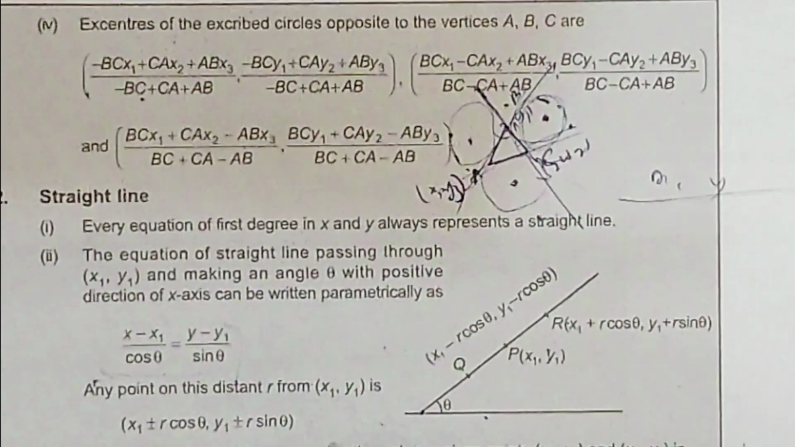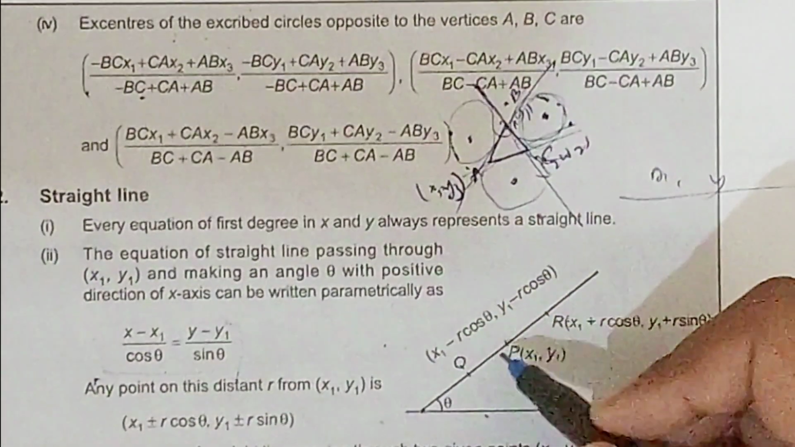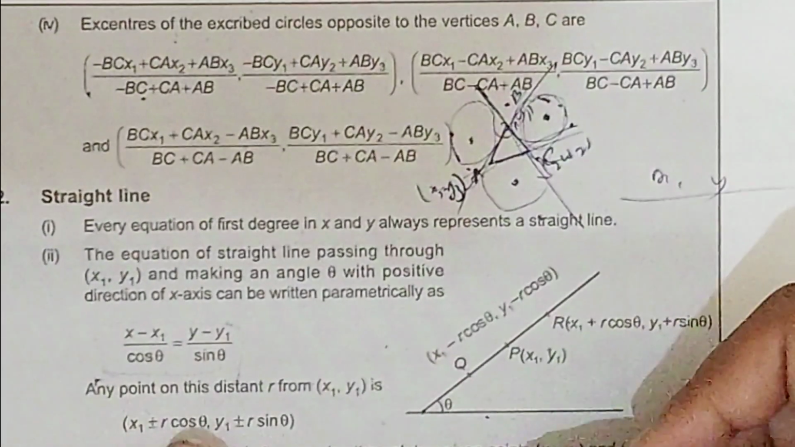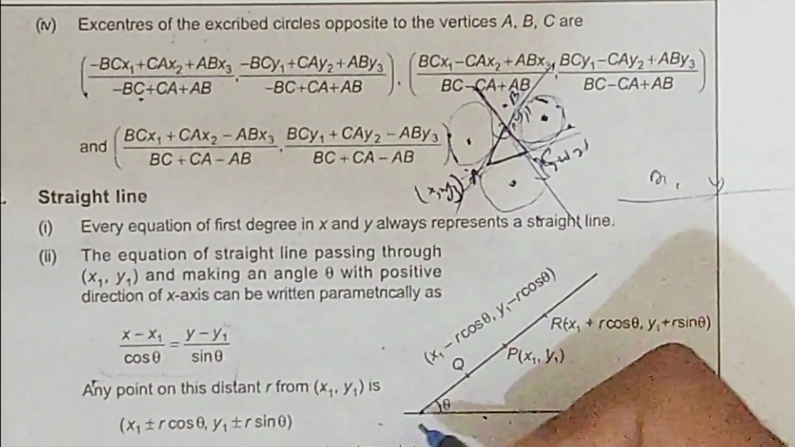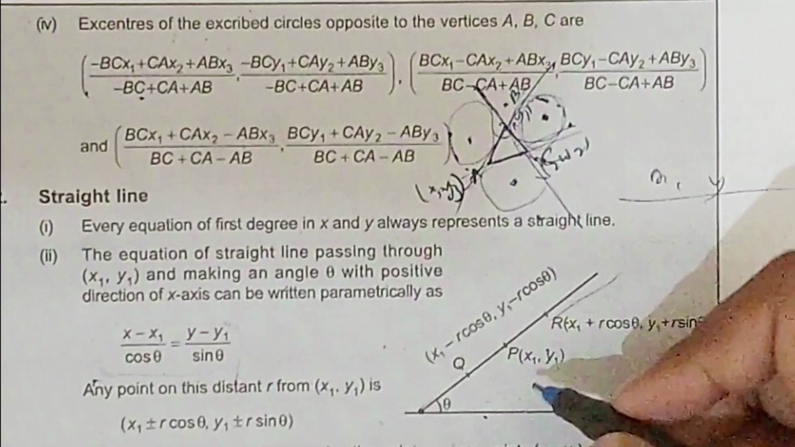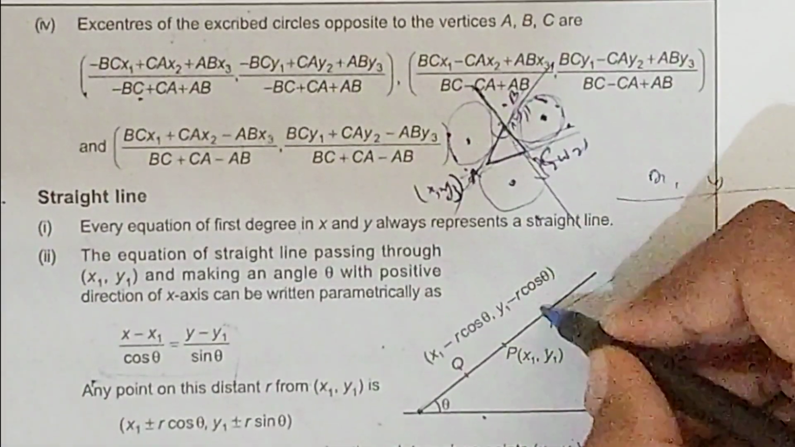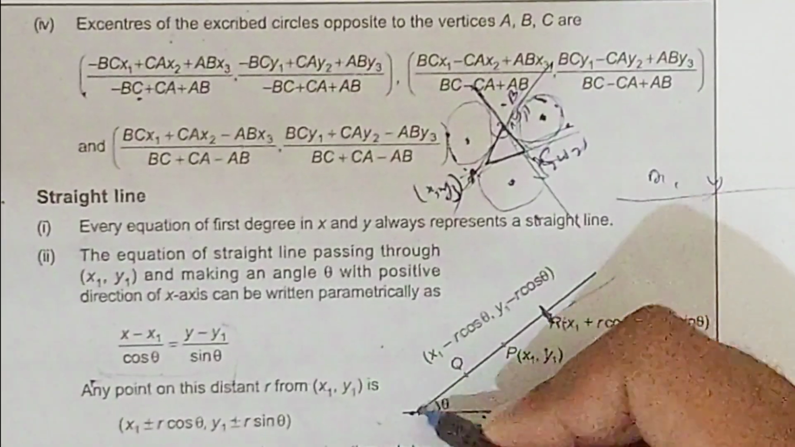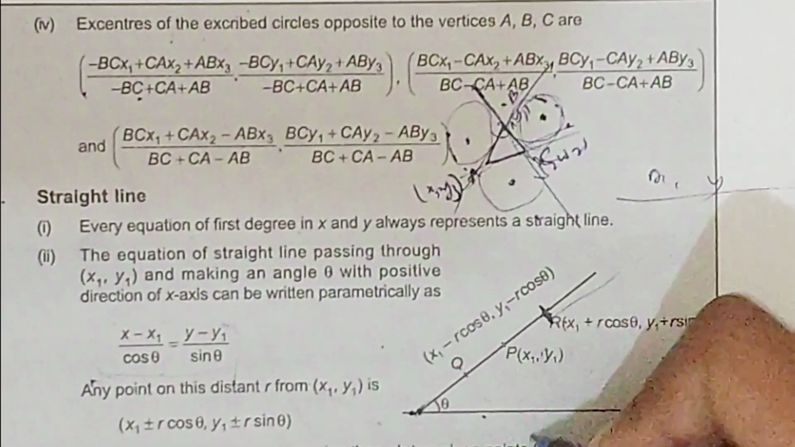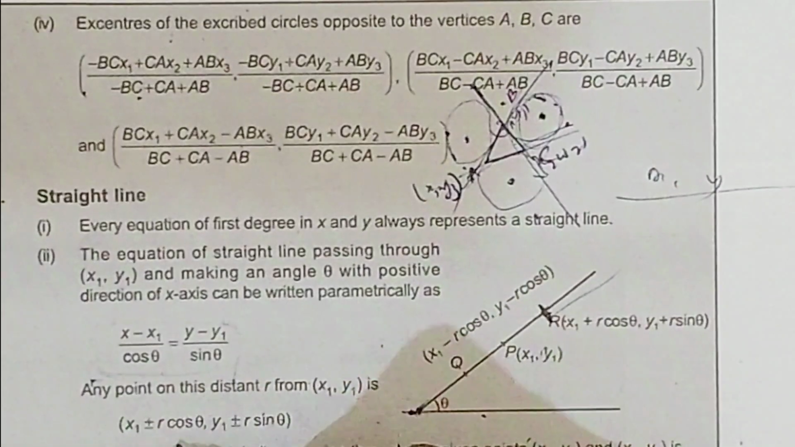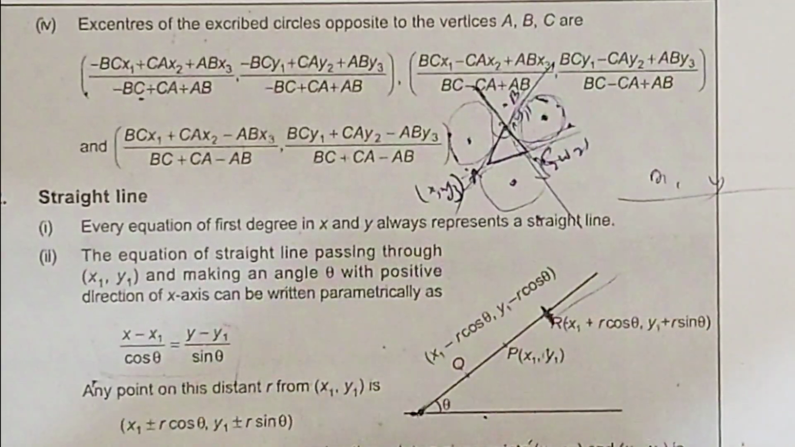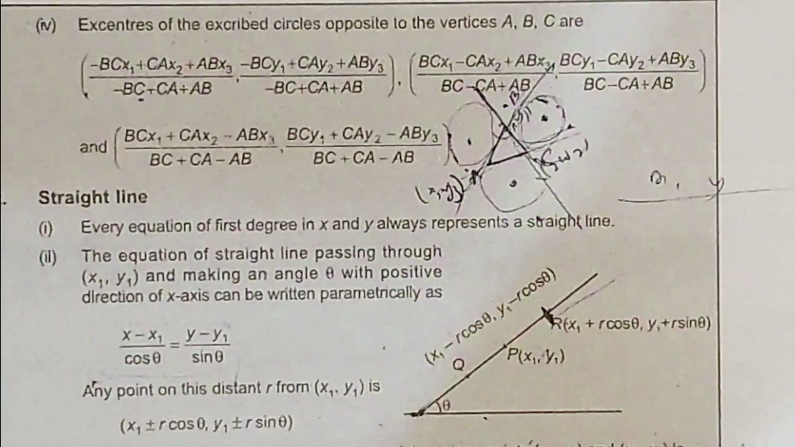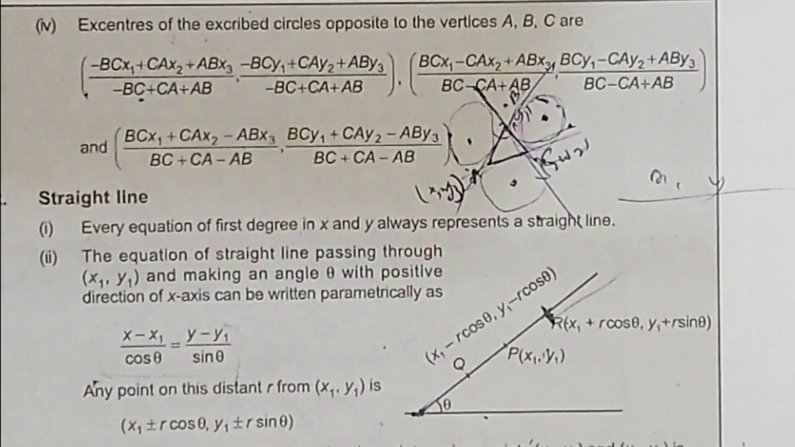And you can also get the distance. This is like x1 plus r. Suppose this was the point that we're talking about, r is the distance to this point. It's very simple. So you can get it using this formula: x = x1 plus r cos theta, y = y1 plus r sin theta. That's how you get the distance.